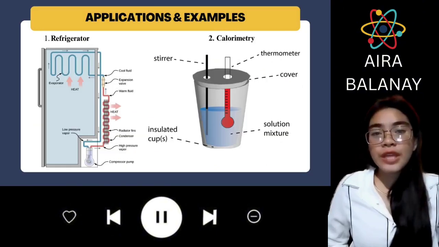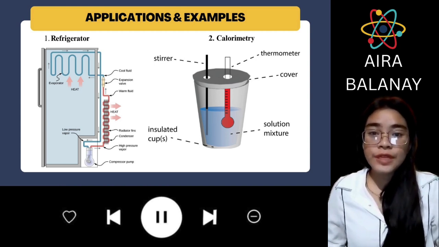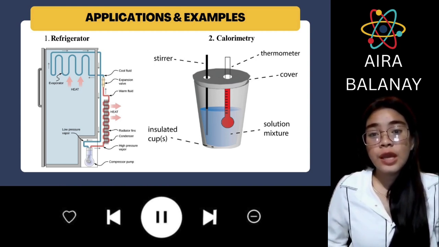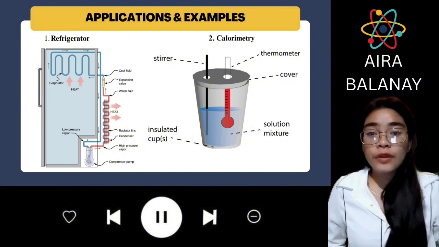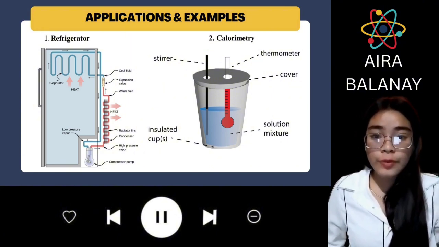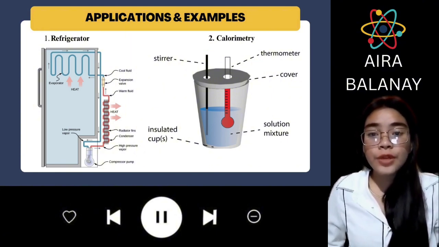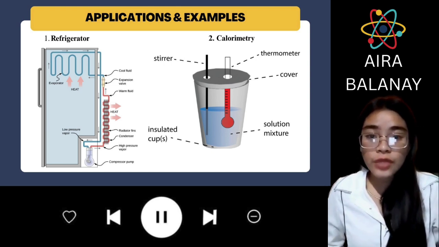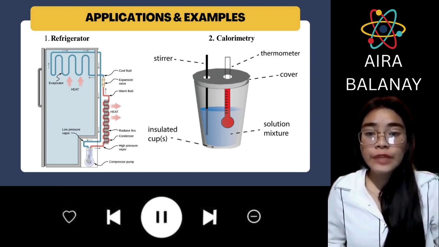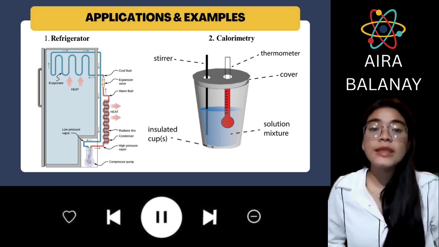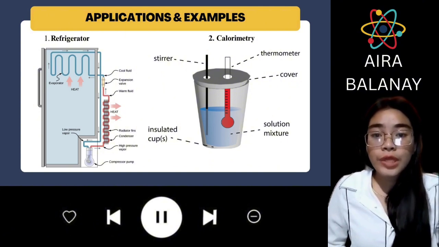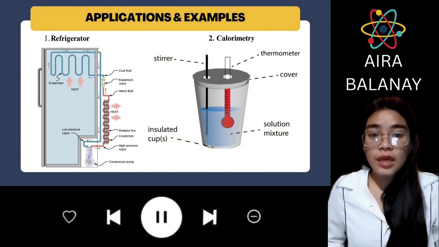So let's proceed to the application examples. The first example is the refrigeration cycle and how the refrigerator operates. It is a vapor compression refrigeration cycle, where the refrigerant absorbs heat from the inside of the fridge and releases it outside. I am going to explain how each part functions in the process.